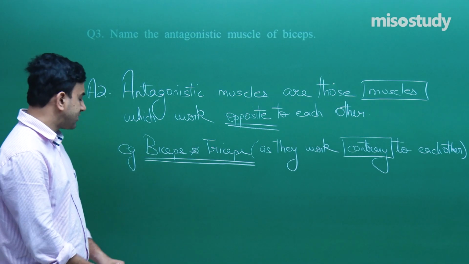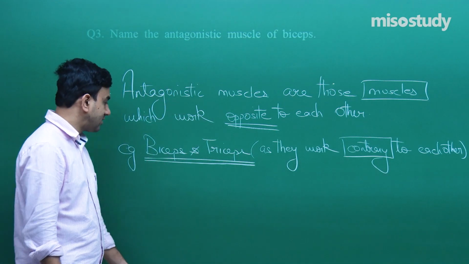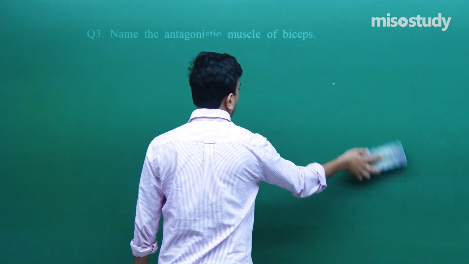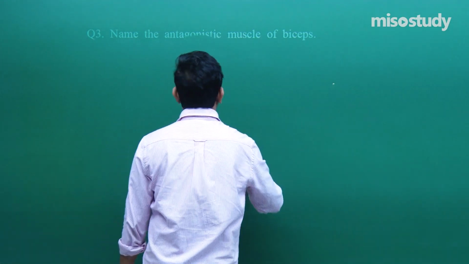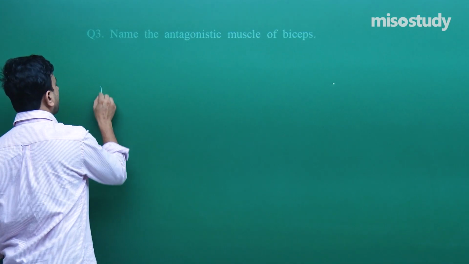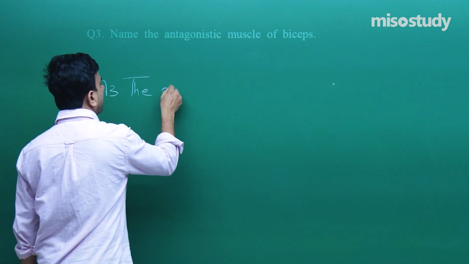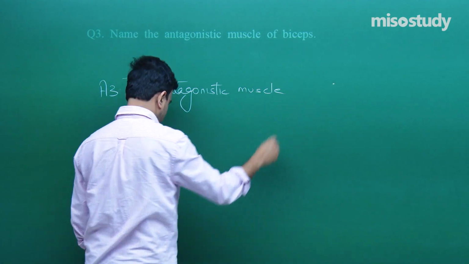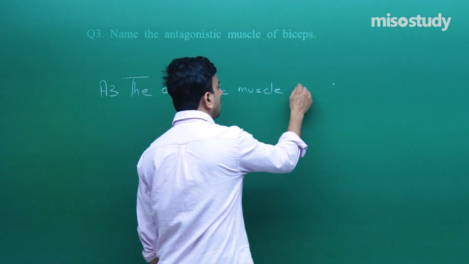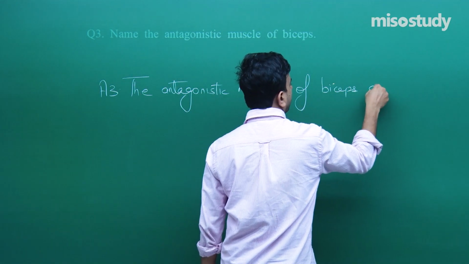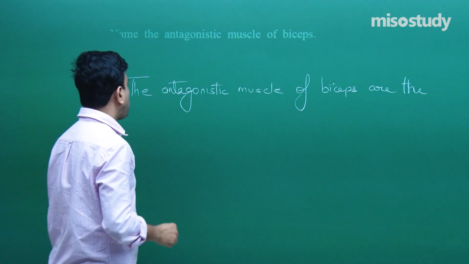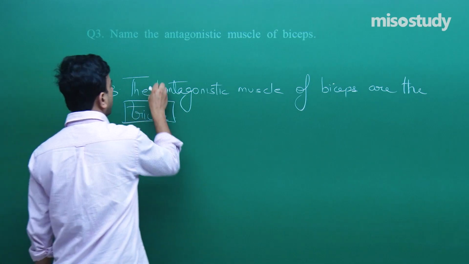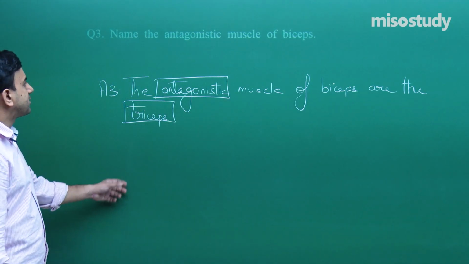Name the antagonistic muscle of the biceps. The antagonistic muscle of the biceps is the triceps.